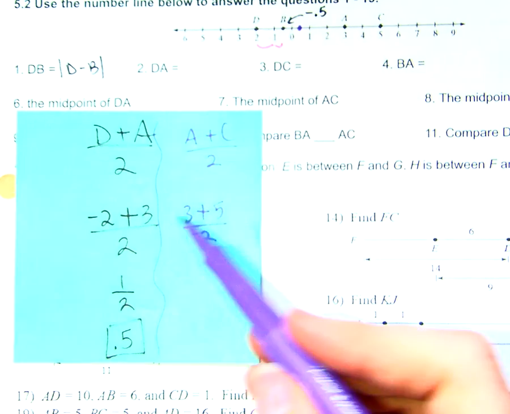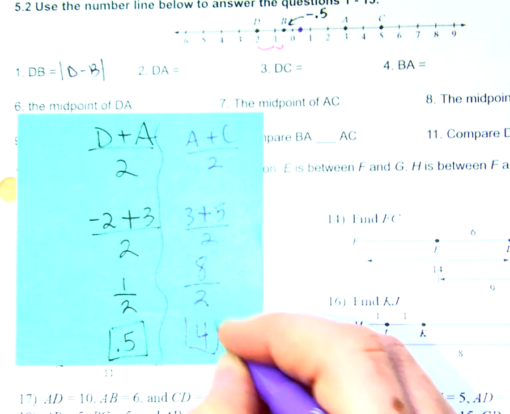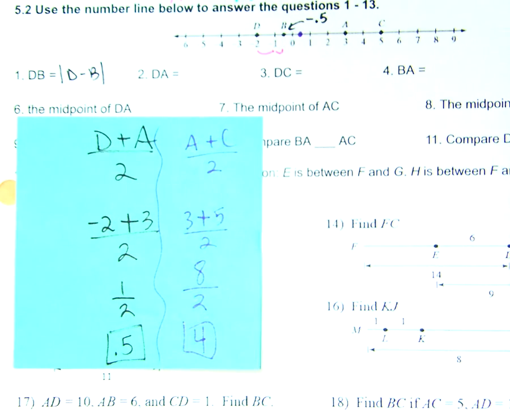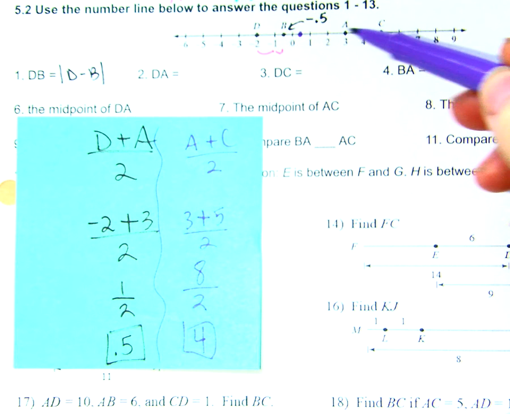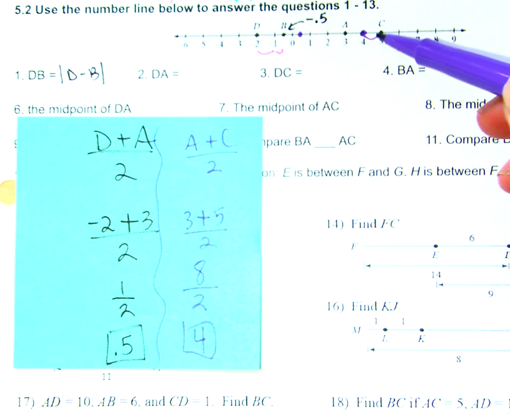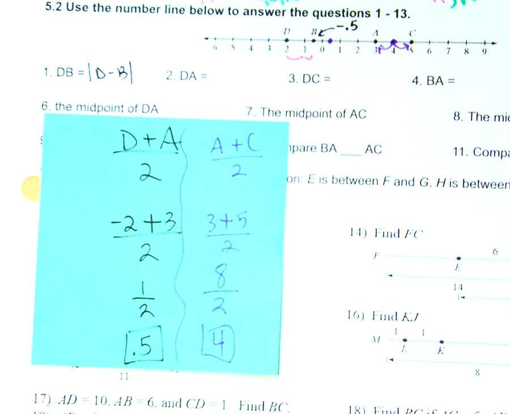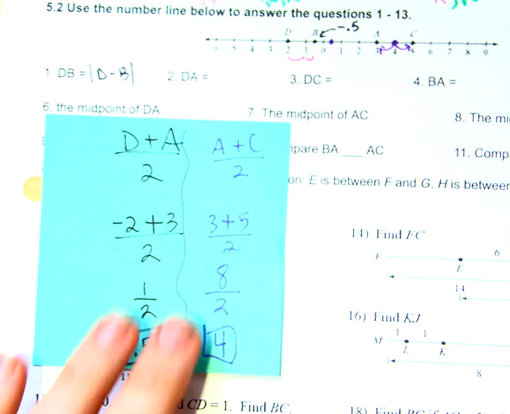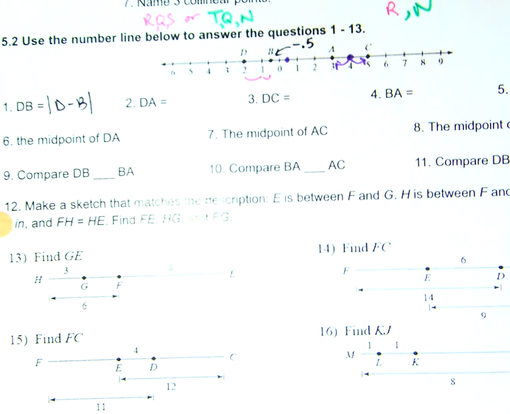And 3 plus 5 is 8, and 8 divided by 2 is 4. And if I just check 4 really quick, I'm trying to see if 4 really is the midpoint between A and C. Well, it's 1 unit from here and 1 unit from here, so I know I have the right answer. Okay. All right, I'm going to leave 8 for you to do because that's pretty self-explanatory now.